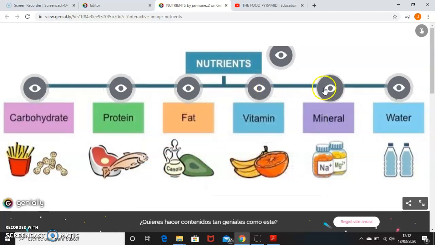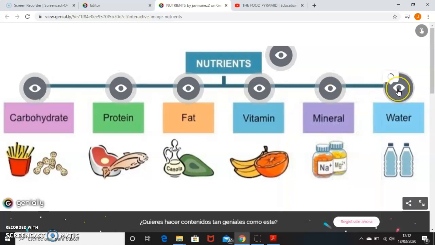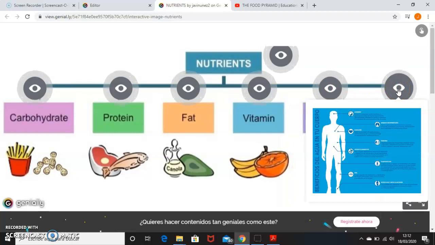vitamins and minerals. We used to join these two groups together because they are very important, and they have similar functions. And obviously we also have to talk about the importance and the benefits of water in our body, in our organism.